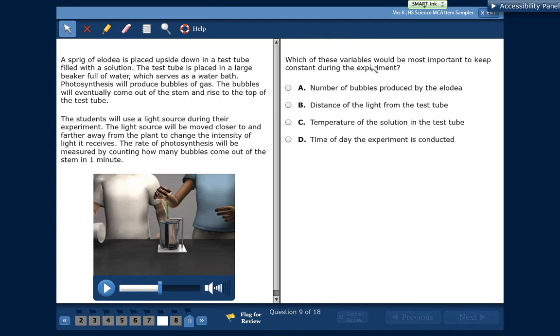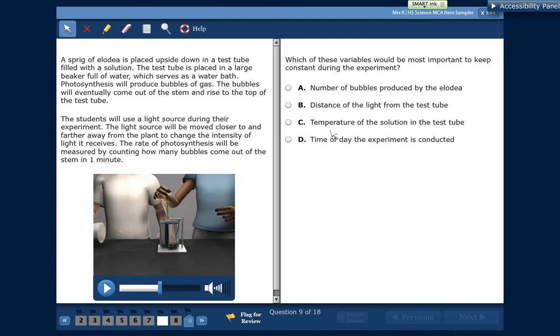Which of these variables would be most important to keep constant during the experiment? So what's going to be most crucial to keep everything constant so they really know if the intensity of light is going to impact the rate of photosynthesis? So let's read it. The number of bubbles produced by the elodea. That's actually what they're measuring, as they tell you up here. Photosynthesis will produce bubbles of gas, so they cannot even keep that constant, so that wouldn't make sense.